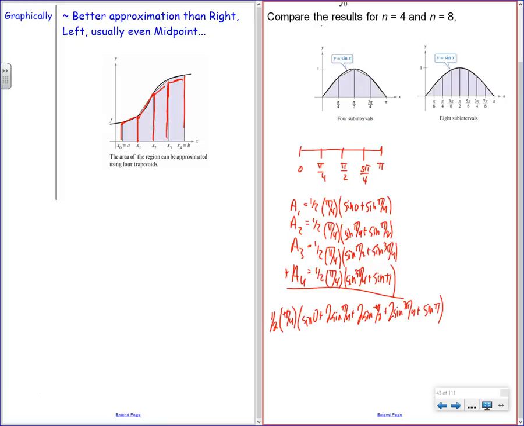You could plug it in if you're trying to approximate a definite integral. What is it? 1.896? Oh, 1.8.